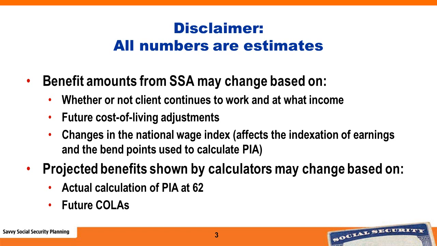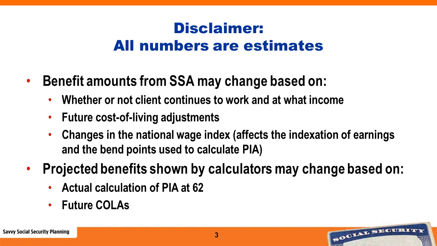Between now and then, the actual benefit can be affected by whether or not the client continues to work, how much the annual COLAs are, and for clients under age 60, what the average national wage index will be from year to year. The average wage index determines how the earnings will be indexed and what bend points will be used in the formula to calculate the official PIA at age 62.